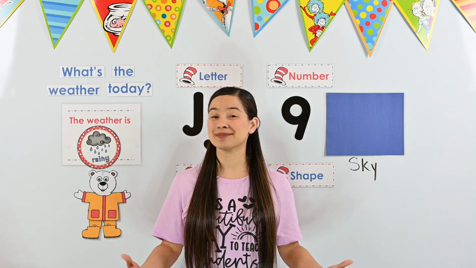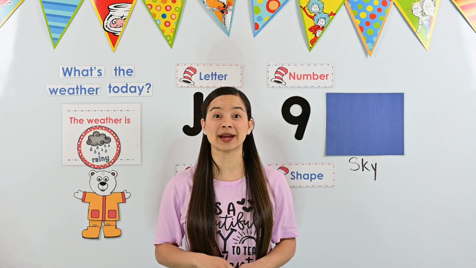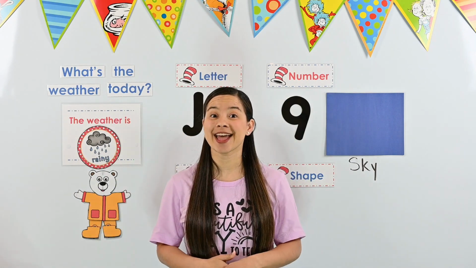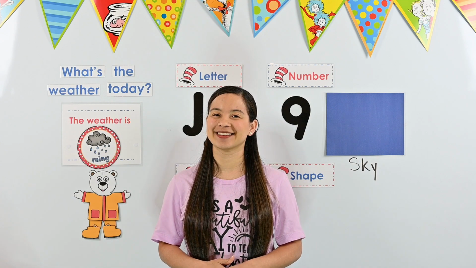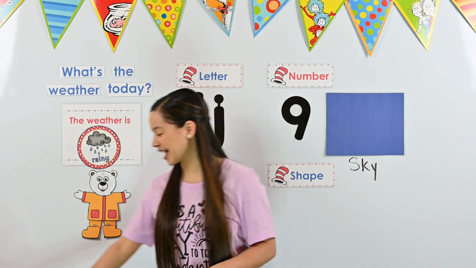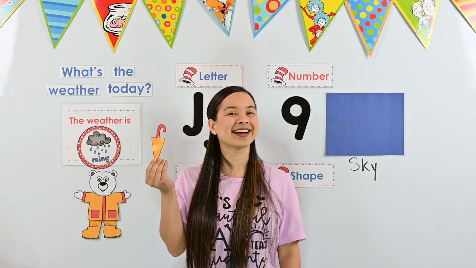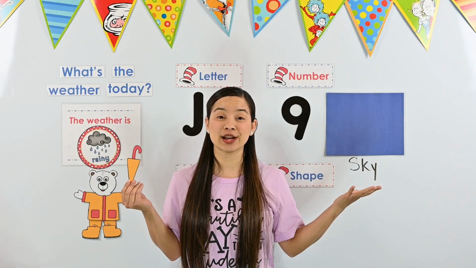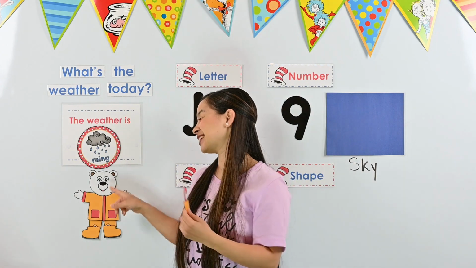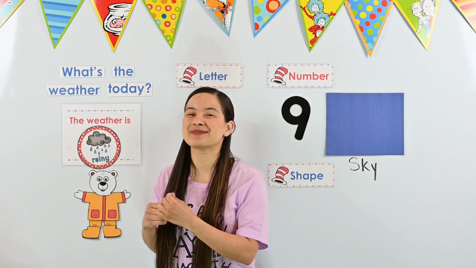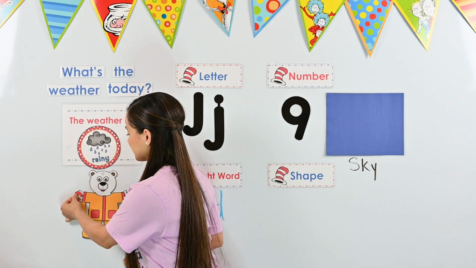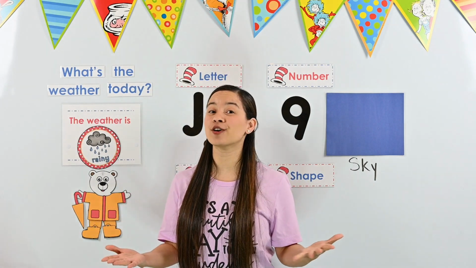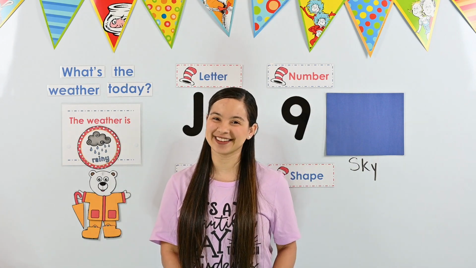Now he needs something to protect his head from the rain. What could Perry wear or use to protect his head from the rain? If you said an umbrella, I agree. He could also wear a hood from his raincoat, but his raincoat doesn't have a hood, so we'll give Perry an umbrella. There we go. Perry the polar bear is dressed for the rainy day.